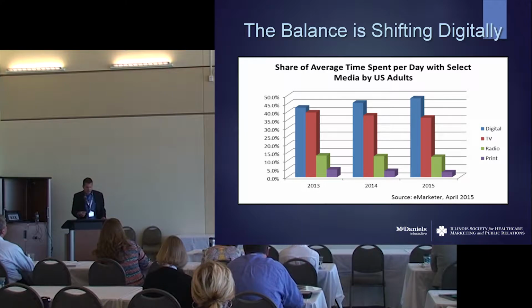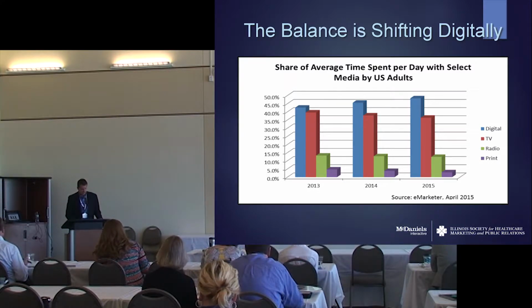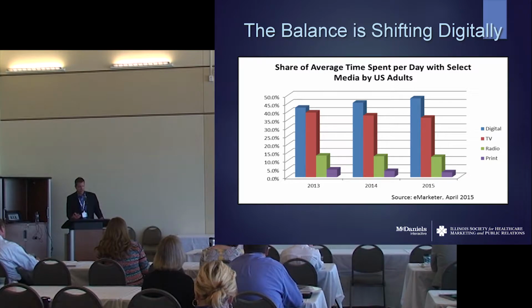So the balance is shifting really digitally. And when you look at these numbers here up on the screen, you'll see how digital is growing. TV's flat. Radio came down hard years and years ago, and then it's leveled off, and print continues to decline. So we're starting to see things settle in a little bit, too, with the shift in advertising dollars.